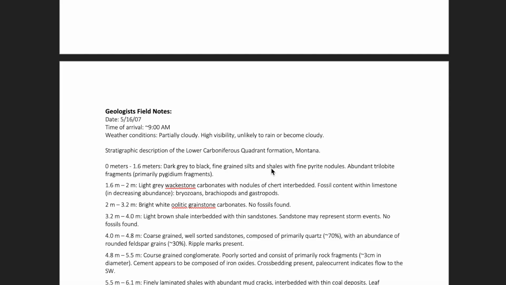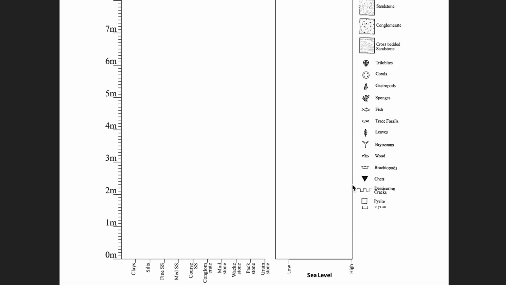For the last part of this lab, you're going to use these geologist field notes to fill in a vertical representation of geology called a strat column. For this part, on the bottom axis, you have the size of the particles, and on the vertical axis, you have the meterage.